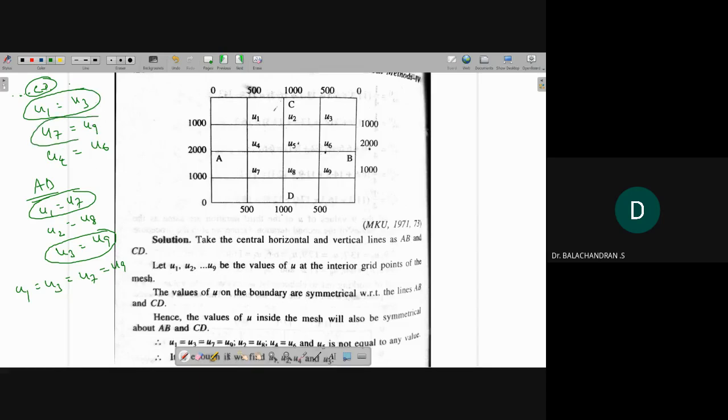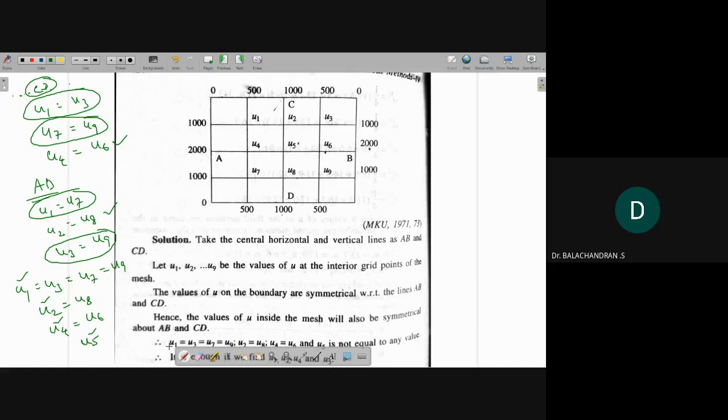I already used these four. Remaining you have U2 equal to U8, and U4 equal to U6, and U5 is not equal to anyone. So out of these four, you can find only one, that is U1. Out of these two, it is enough to find one, U2. So it is enough to find U1, U2, U4, U5.